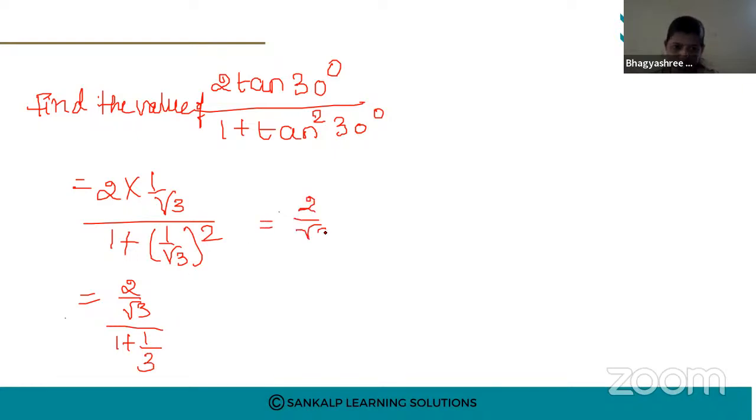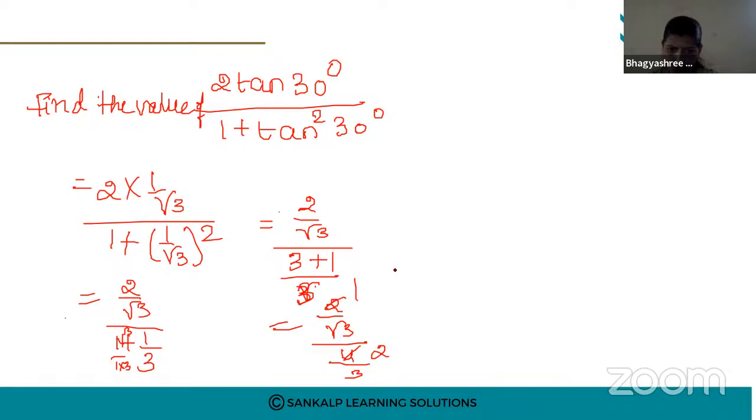2 divided by root 3 divided by 1 plus 1 divided by 3. Nothing is there means 1. So 1, 3 and 1. Take LCM. LCM is 3. So in order to get 3, I have to multiply 1 into 3. So 3 plus 1 divided by 3. LCM is 3. So 2 divided by root 3 divided by 4 divided by 3.